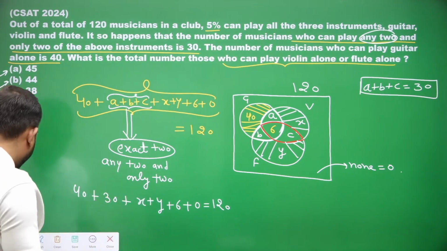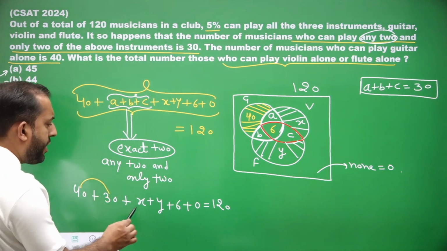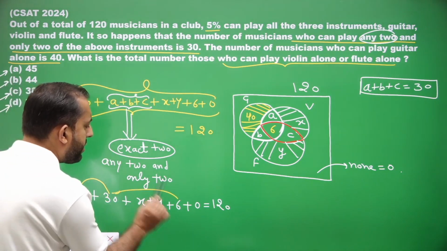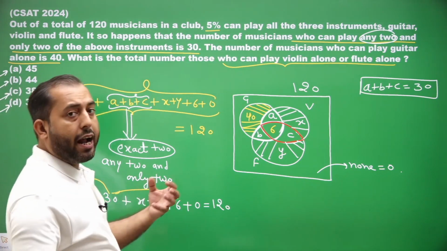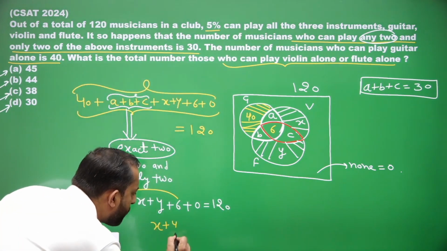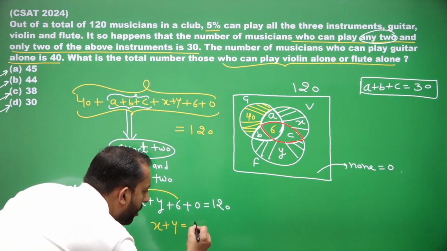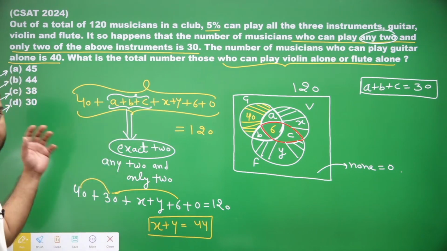Now if you solve this, 40 plus 30 is 70, 70 plus 6 is 76, right? And 76 and 24 is 100, so from here X plus Y comes out to be equal to 44. Please make a note of it, hurry up.